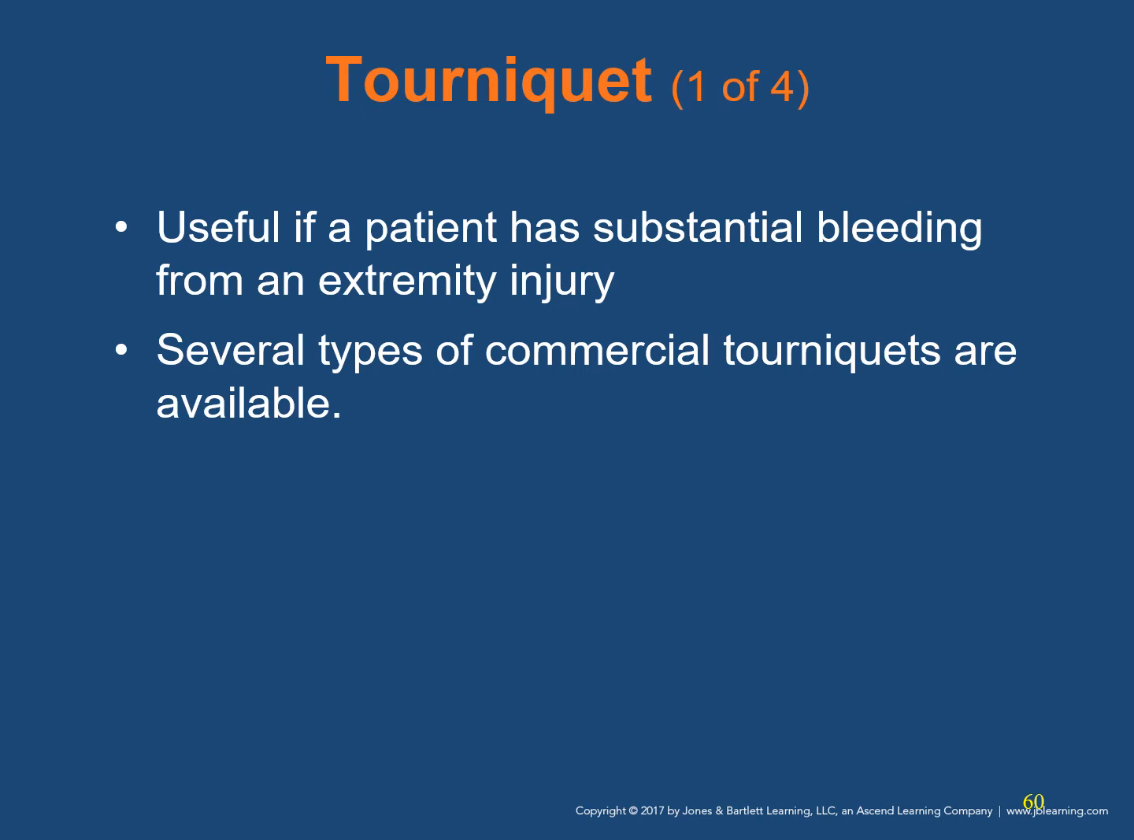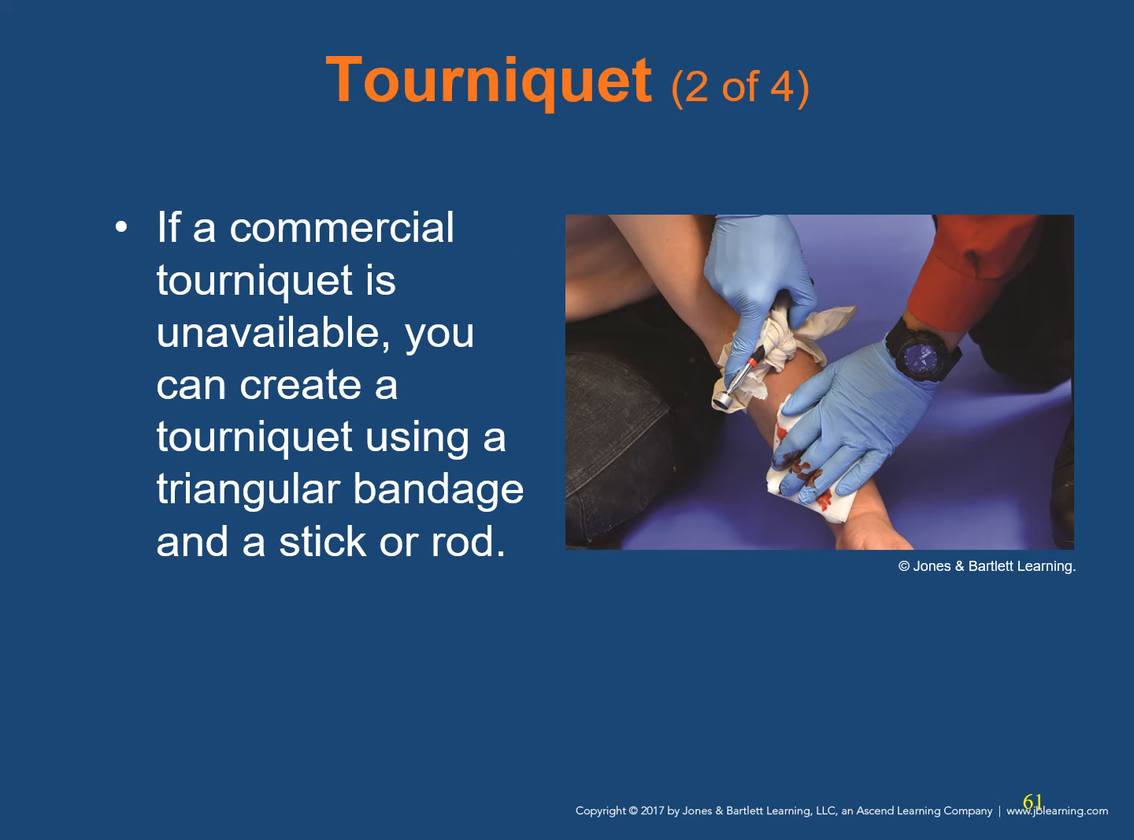Tourniquet. The tourniquet is useful if a patient has sustained bleeding from an extremity injury. Several different types of commercial tourniquets are available. Follow the manufacturer's instructions. Follow the steps in Skill Drill 25-2 to apply a commercial tourniquet. If a commercial tourniquet is unavailable, you can create a tourniquet using a triangular bandage and a stick or rod.